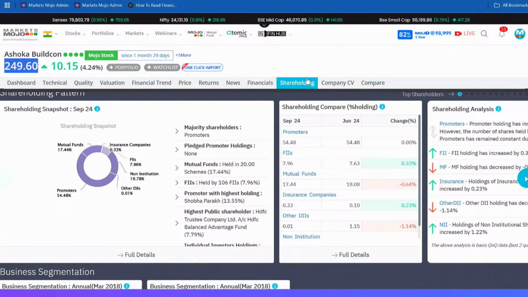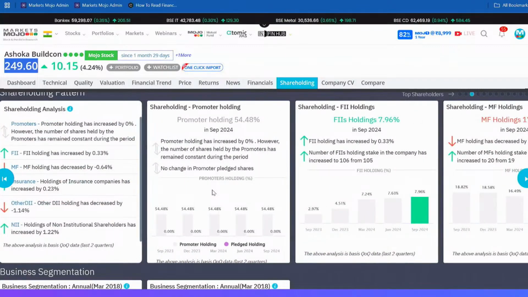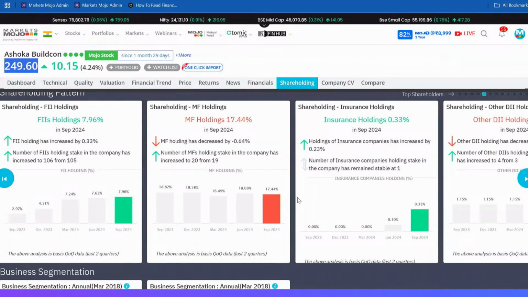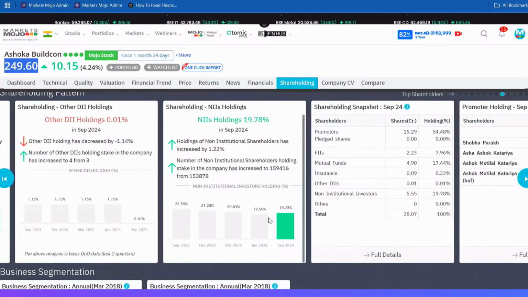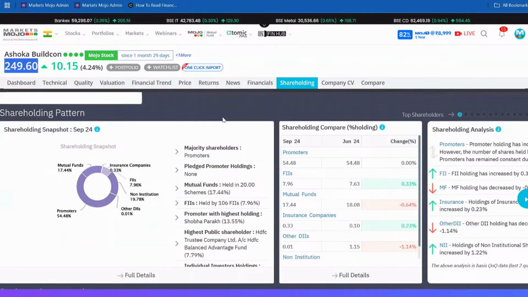It's available on every stock. You just click on shareholding here. There's a particular breakup over here. For this particular company, you can see how the different institutions are holding. FII holdings have increased their allocation in Ashoka Buildcon, which is a positive point. Mutual funds have remained at one nonetheless. Insurance companies have also entered this particular company. So this is the shareholding you can look at for this company.